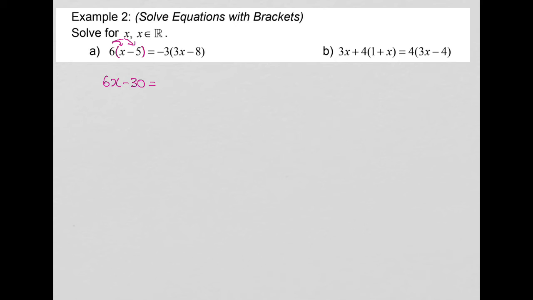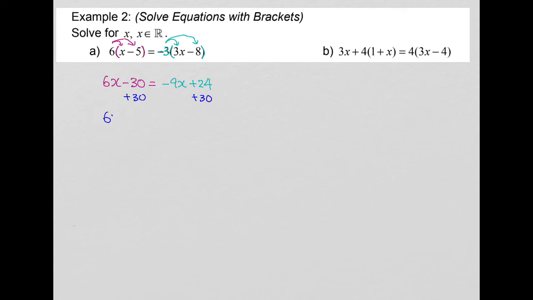Next, this negative 3 is in front of this bracket here. That means this negative 3 has to get distributed into the 2 terms inside the bracket. So negative 3 times 3 is negative 9x. Negative 3 times negative 8 is positive 24. And then we are going to remove the numbers on the left. We want to isolate the variables on the left-hand side. That means you want to remove the negative 30. So you add a 30 on both sides.